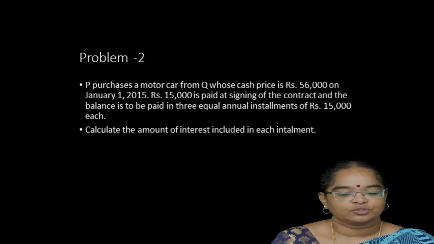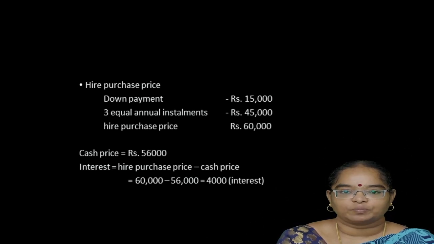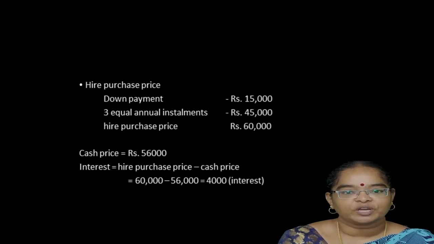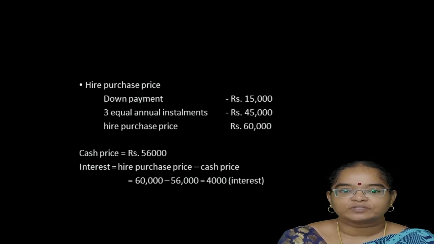Let us see the solution. So first we have to compute the hire purchase price. Hire purchase price means cash price plus interest. In this problem, I know that down payment is rupees 15,000. 3 equal annual installments paid means the total installments paid by the hire purchaser is 45,000. So down payment 15,000, 3 installments of rupees 45,000, so the total hire purchase price is 60,000.